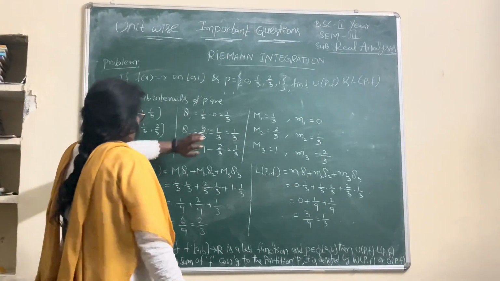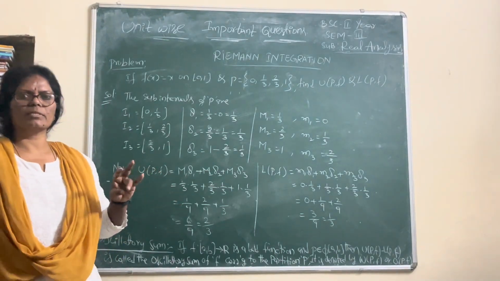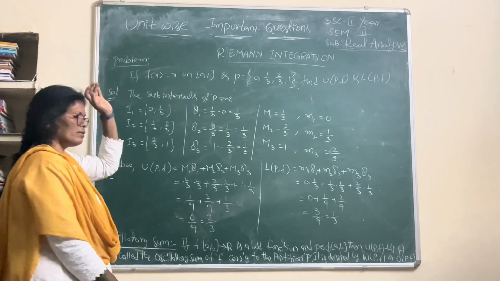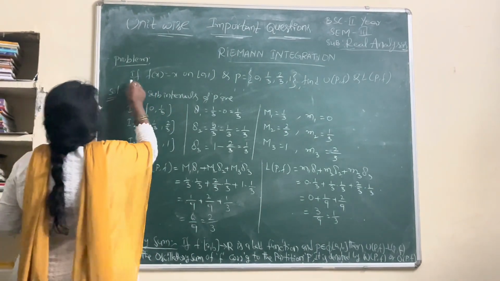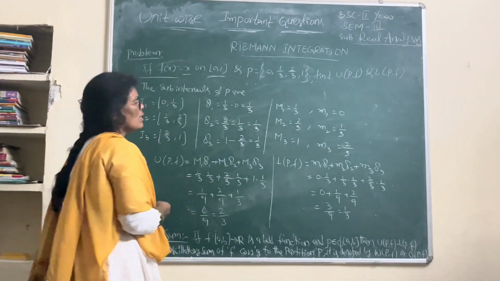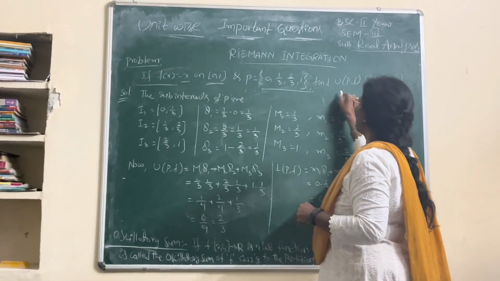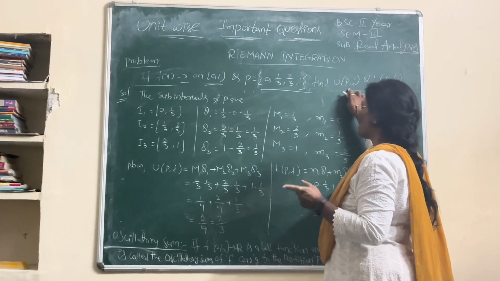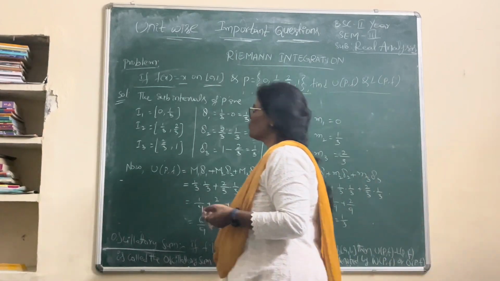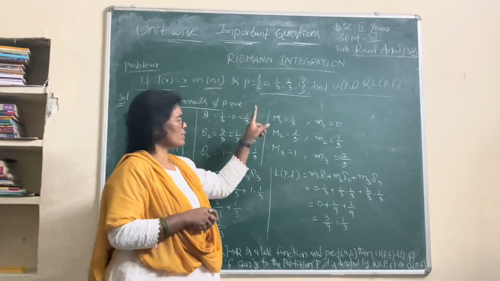In the previous class we discussed the Riemann sum, upper Riemann sum and lower Riemann sum. Right now we'll do one problem using that method. Suppose f of x is equal to x is given on the interval 0, 1, and the partition is given as 0, 1 by 3, 2 by 3, 1. We need to find U(P, f), the upper Riemann sum, and L(P, f), the lower Riemann sum.